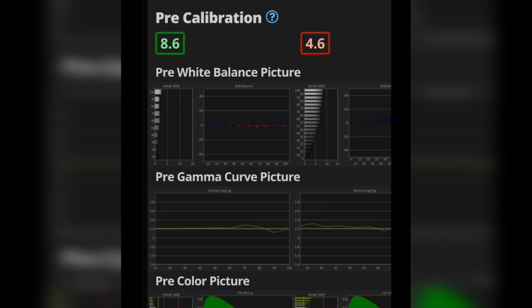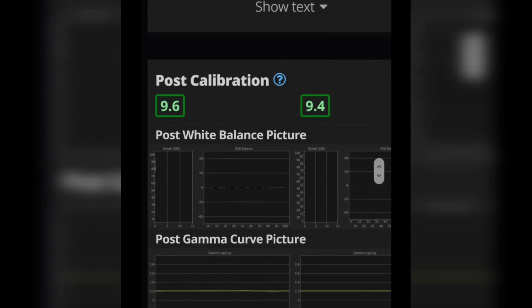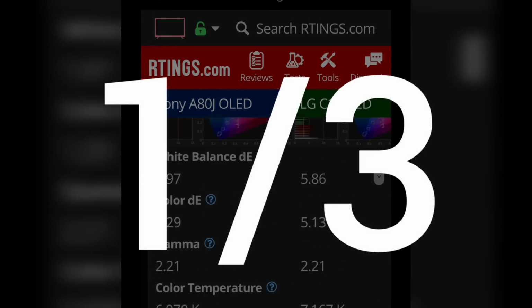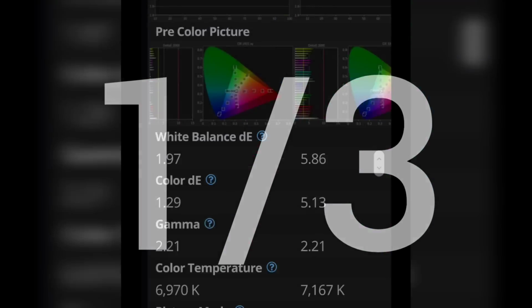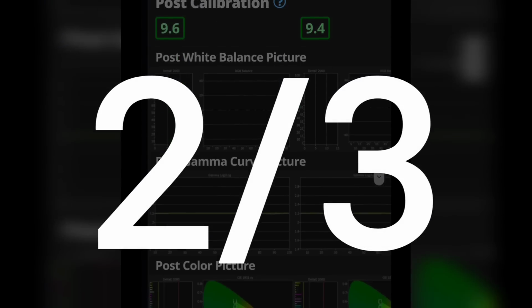For starters, yes, scientifically speaking, reference accurately speaking, the calibration results look better, right? Okay. We have lower delta errors and all that stuff across the board. A win is a win. The Sony takes the pre-calibration for the reference accurate, and then they also take the post-calibration for reference accurate.